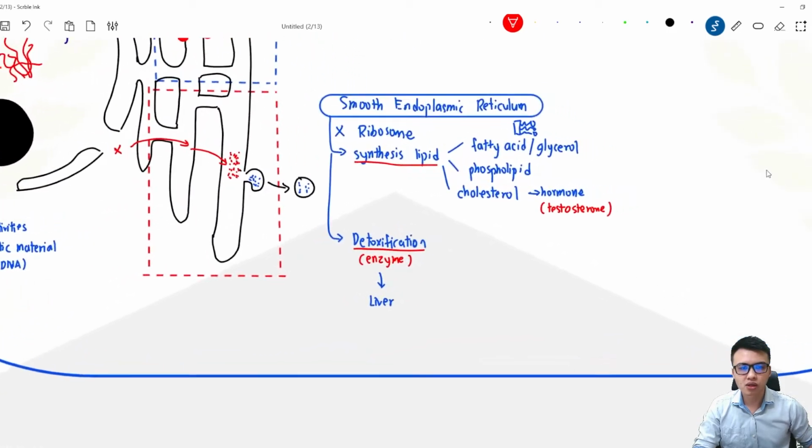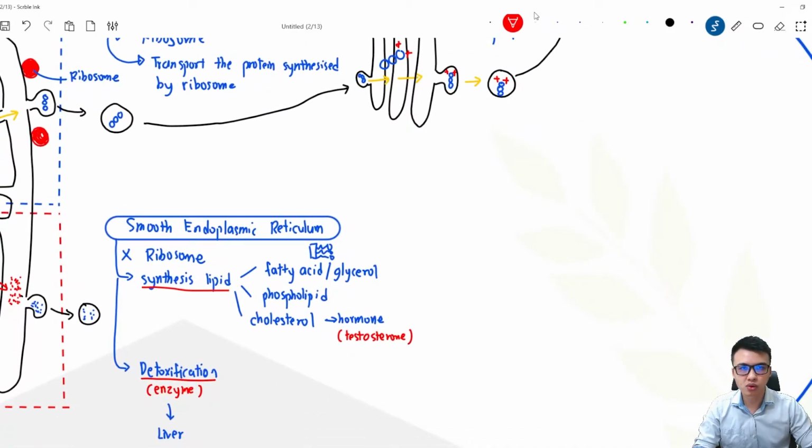Okay, so now the next organelle that you are going to learn about is the lysosome. Okay, so guys, draw the lysosome. Lysosome is very simple to draw. Just draw a circle, and with some dots inside, then it's good enough to indicate this is the lysosome.